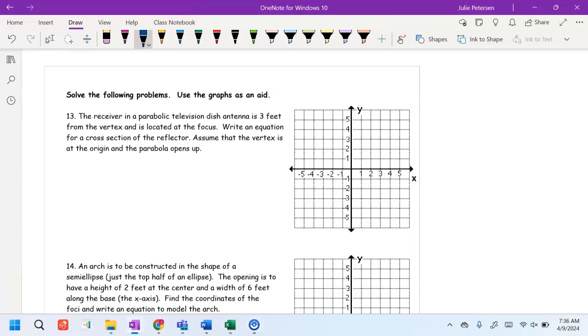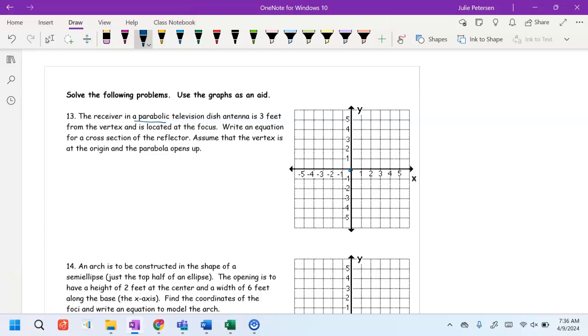We know we're dealing with a parabola, so we know it's either x squared or y squared. And it says that the receiver is 3 feet from the vertex, which is located at the focus. So the focus is 3 feet away from the vertex. Write an equation that represents a cross section, like a slice, of that parabolic television antenna. Assume that the vertex is at the origin and the parabola opens up.